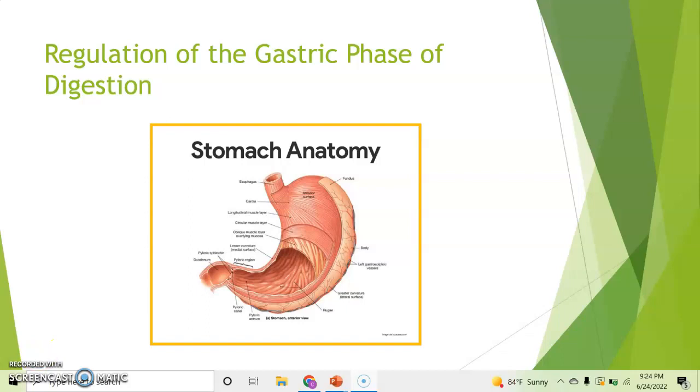Okay, so this is my title slide. This is just a picture of the stomach here. You see that it comes down from the esophagus to the stomach and then into the intestines.